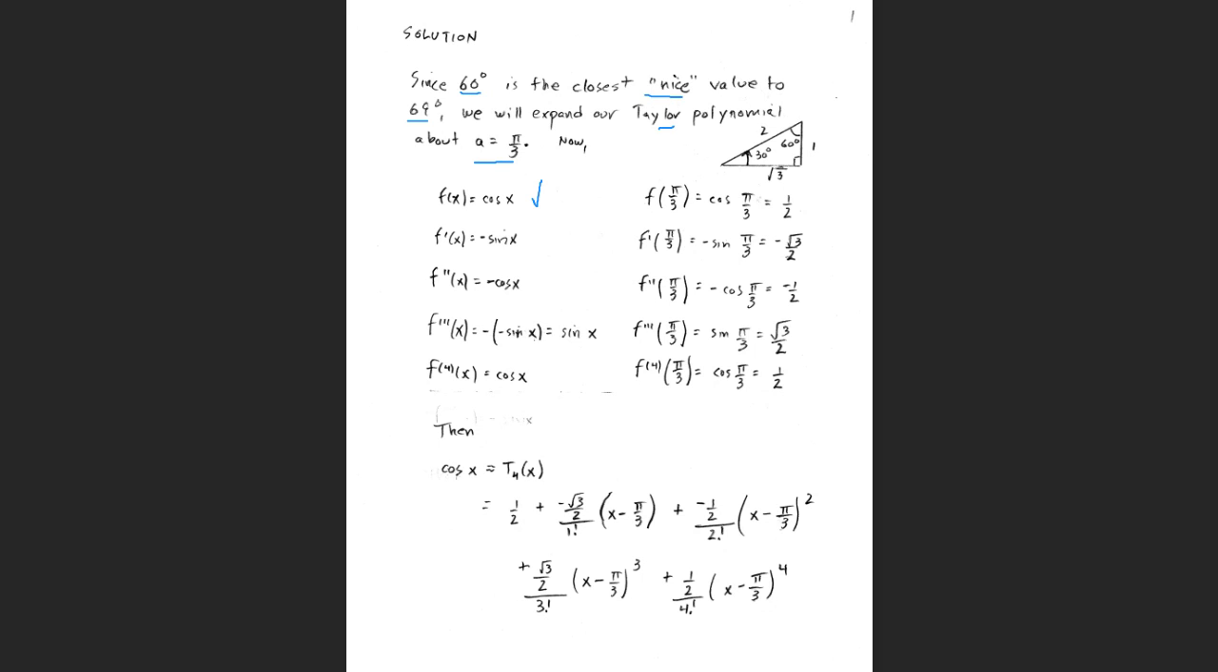So to get a fourth degree Taylor polynomial, I have to take the function cosine of x and find its first four derivatives. Then I'm going to evaluate the function and its first four derivatives at a equals pi over 3, and that's going to allow me to get those values. Let me give you a moment to catch up here. Please let me know if you have any questions, okay?